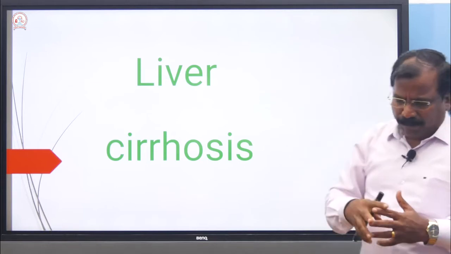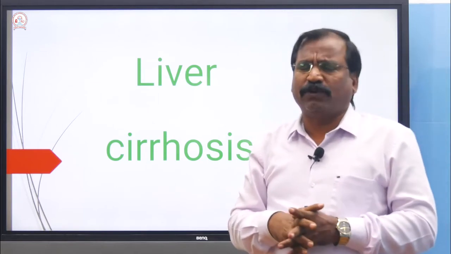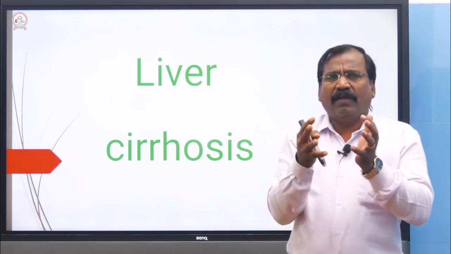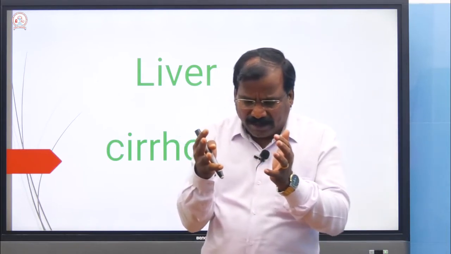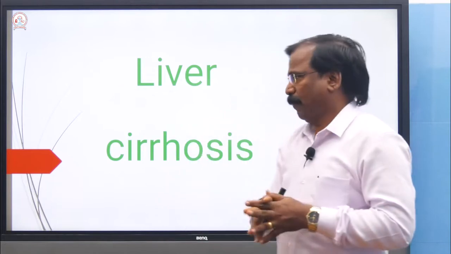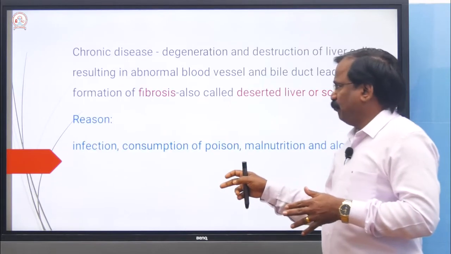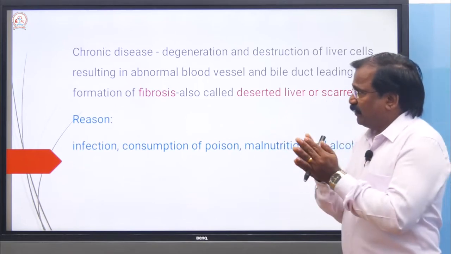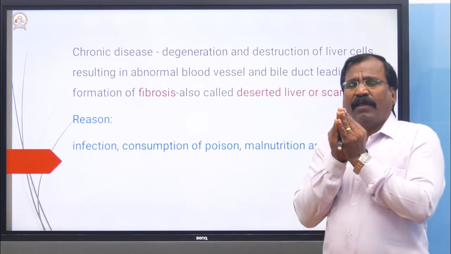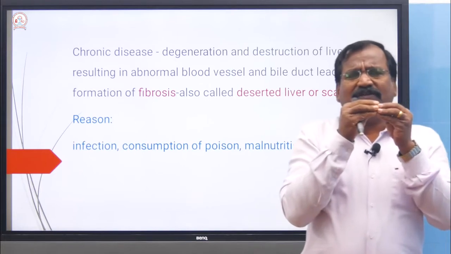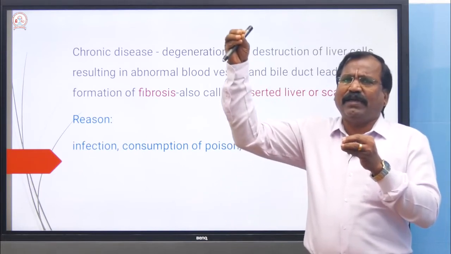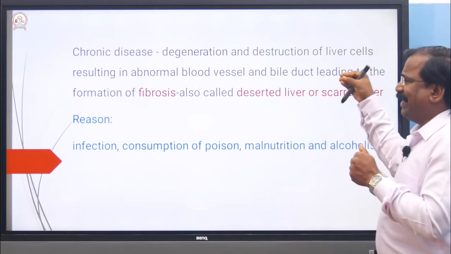Okay, the next disease is liver cirrhosis. This is also another disease where the focal organ is the liver. What is the condition? What are the symptoms? How does liver cirrhosis take place? It is a chronic disease, a chronic degeneration of the hepatic cells.